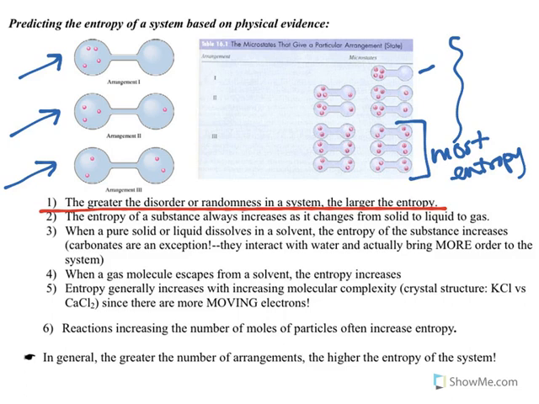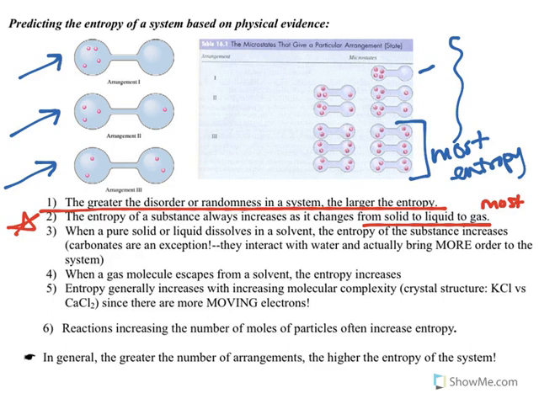Now, how do we actually tell if there's a larger entropy or not if we can't exactly count out all of these little microstates with small numbers of particles? Well, we can look at a couple of different things. First of all, and this is probably the biggest one, entropy will increase for a substance as it changes from a solid to a liquid to a gas. So our gas is going to have the most entropy and our solid would have the least. Solids have the most order, or the least disorder. Gases have the most disorder.